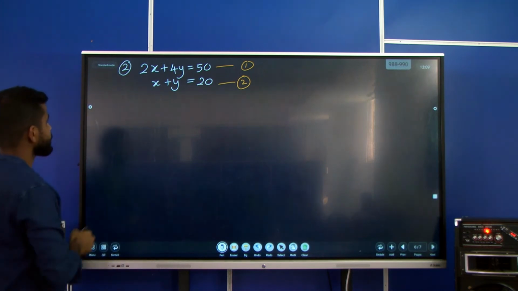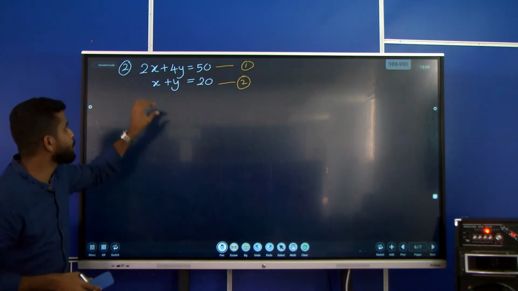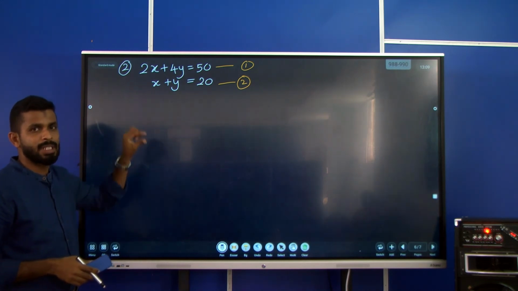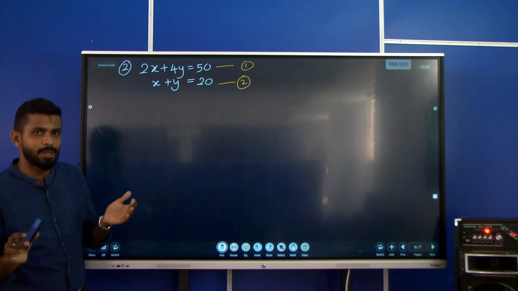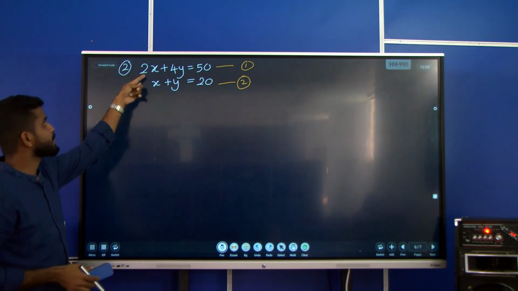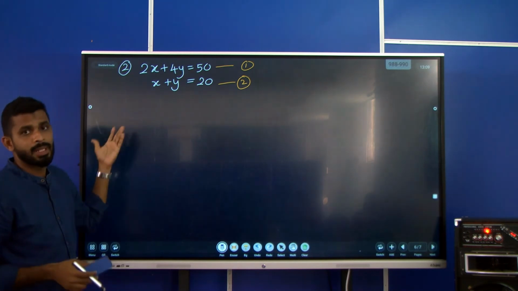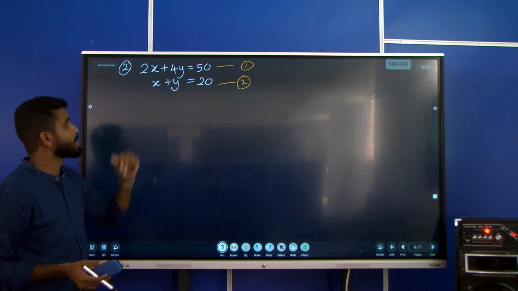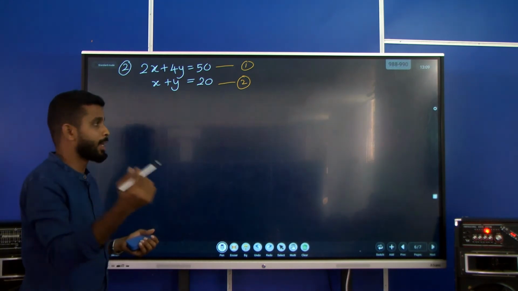Check here, in our previous question, we had 2 elements. Both the elements were the same, therefore we could subtract or add and cut it off. But check here, if you subtract 2x minus x, there would be x remaining. If you add, that also leaves x remaining. So we can't do anything this way. Therefore, we have to find another way.